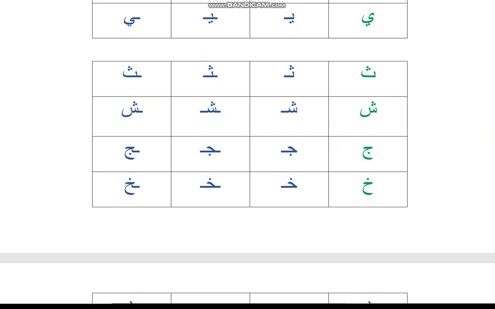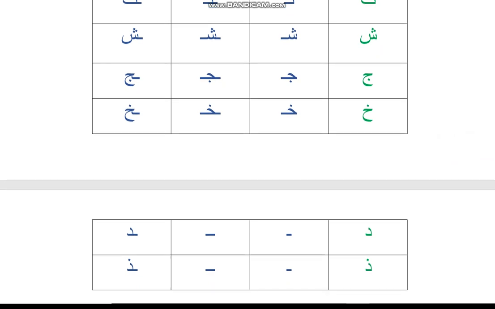And Jim and Kho, in pronunciation, they are different. In writing too, they have slight difference. This is Jim in isolation and Jim has a dot beneath. This is Kho in isolation and Kho has a dot on it. Look at Jim at the beginning of a word, and this is Kho at the beginning. This is Jim at the middle, and this is Kho at the middle. This is Jim at final stage, and this is Kho at the final stage.